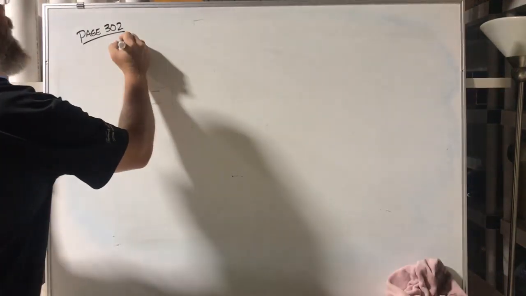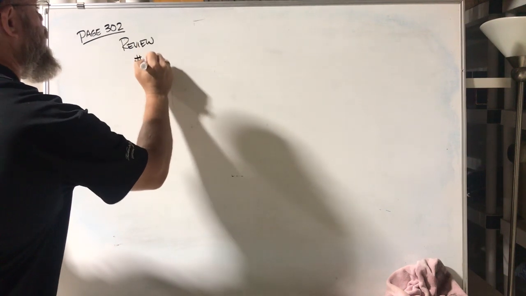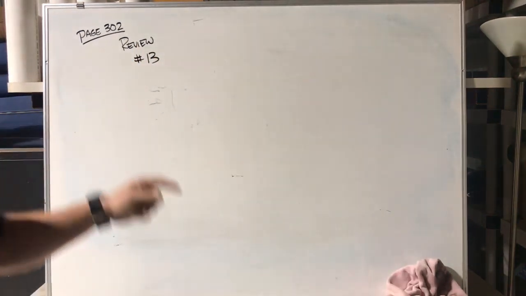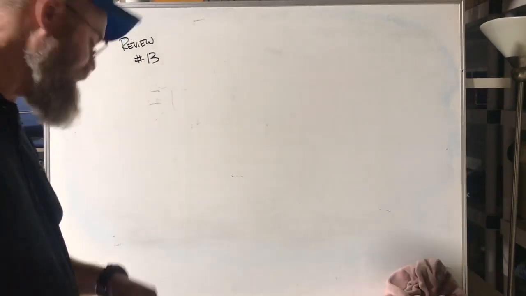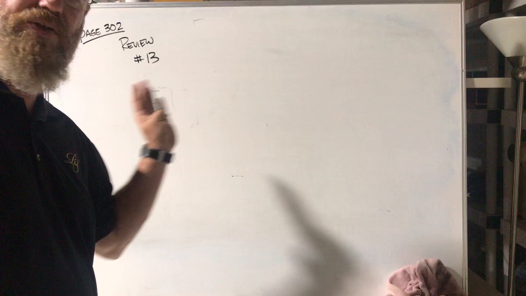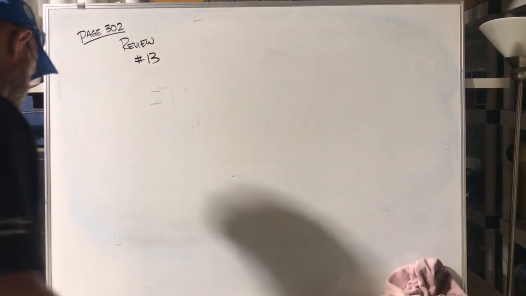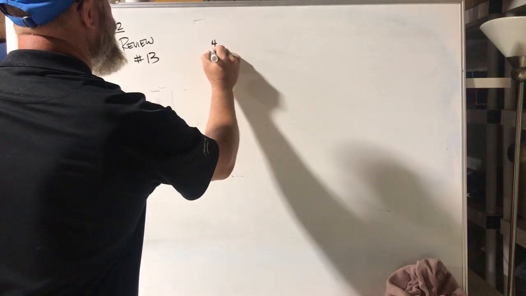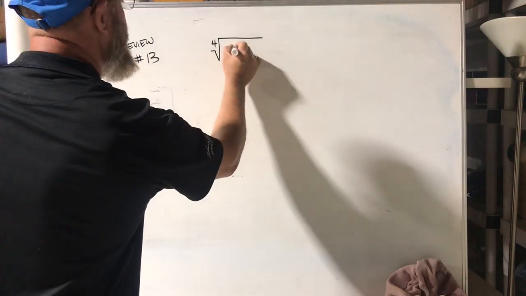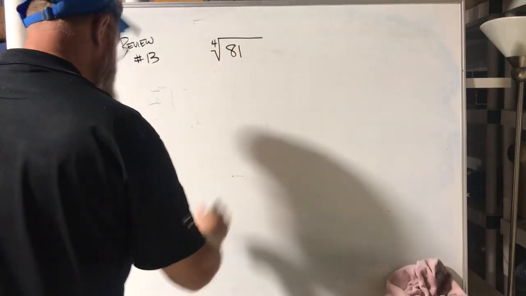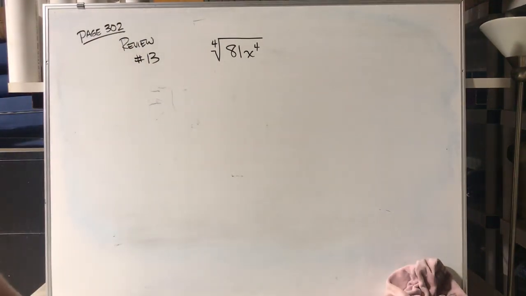So, review number 13. We're going to do number 13 together here, and then I want you to do 14, 15, 16 on your own. Okay? Because they're all the same problem, or same type of problem. So, 13 says the fourth root of 81 x to the fourth. Okay?